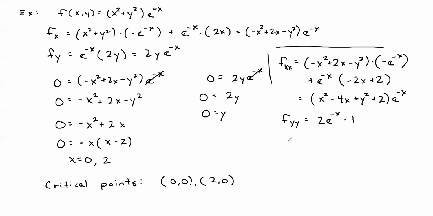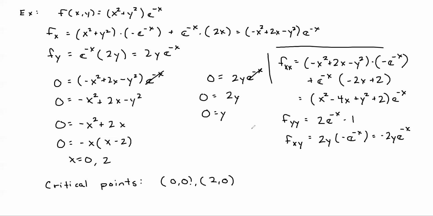And then the mixed partial. You could take this first result and differentiate it with respect to y, or you could take the second result and differentiate with respect to x, because they're equal. So I'm going to do the second one. If you differentiate that with respect to x, the y is treated as a constant, so you get 2y, and then the derivative of e to the negative x is negative e to the negative x. So we get negative 2y e to the negative x.